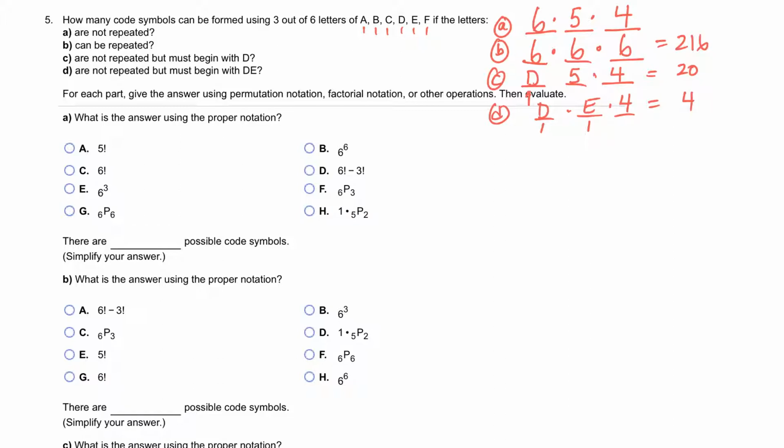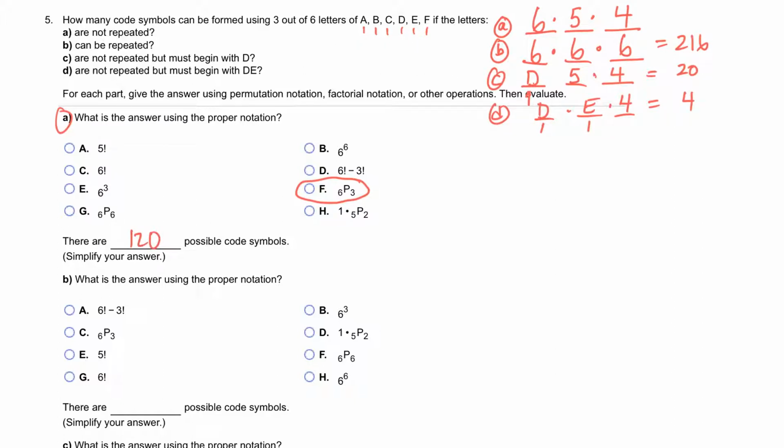Okay, what is the answer using the proper notation? For each part, give the answer using the proper notation. For which question? Oh, it's A. So A is 6 times 5 times 4. Where's that? Oh, right here. So I have 6 things, and I'm picking 3 of them. So there'd be whatever that is, 120 about.